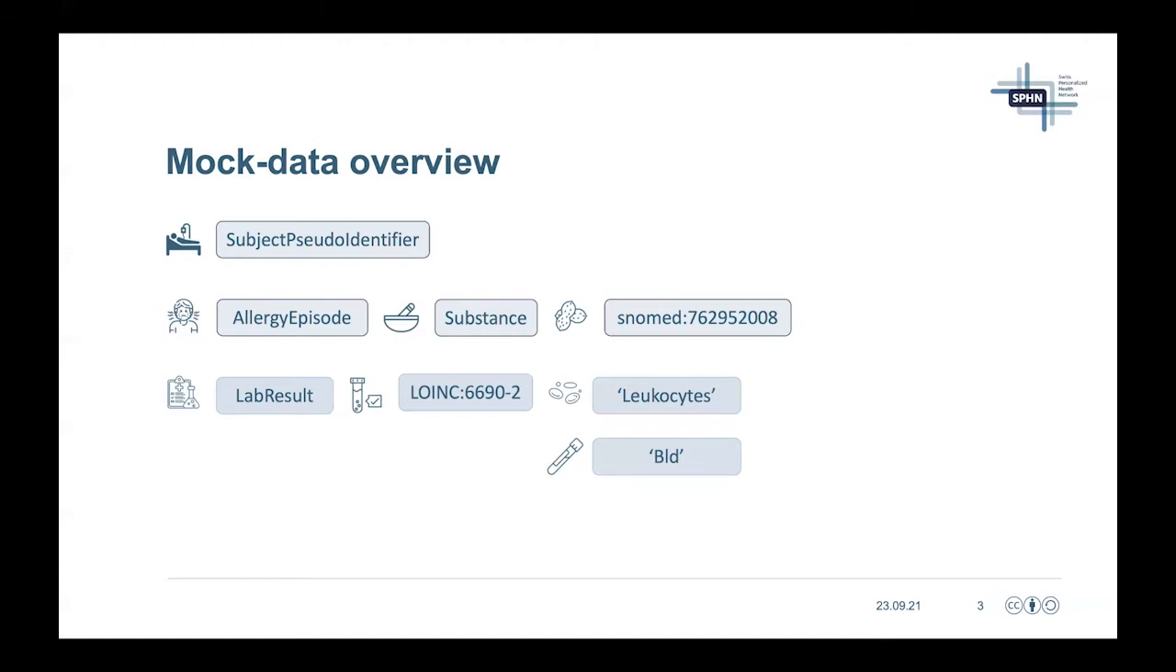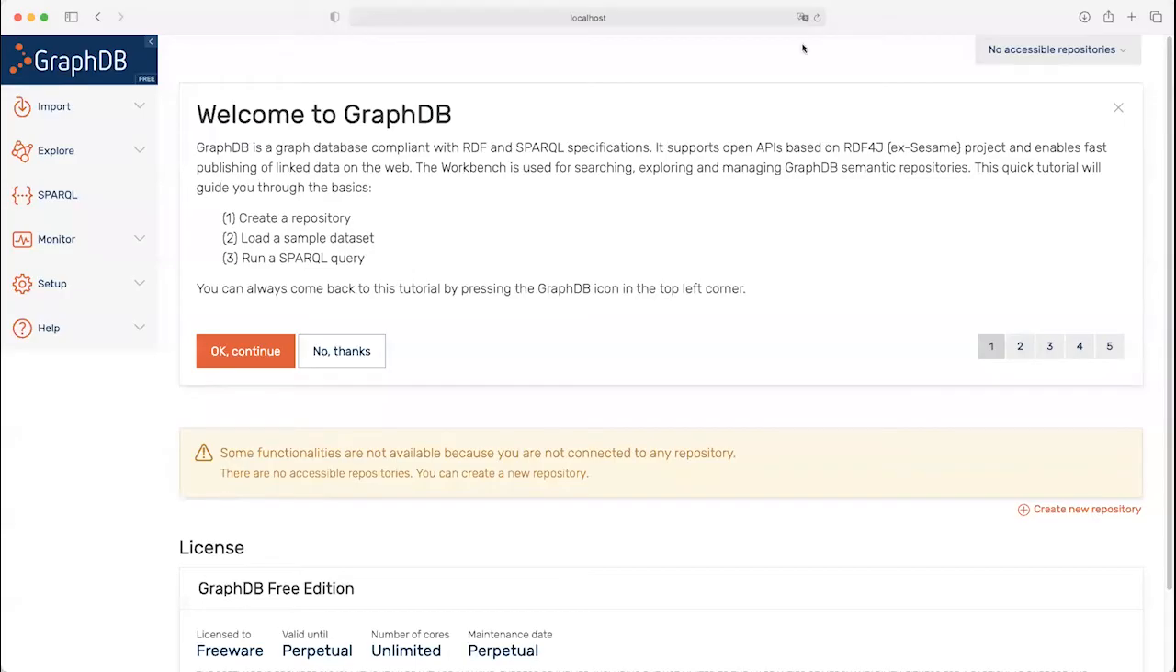And now I'm going to switch to the GraphDB and show you how to load both the ontology and the data. So let's get started with that. Now I already went ahead and started the GraphDB. So I'm running locally the free version of GraphDB installation.